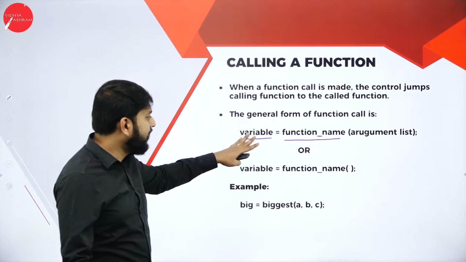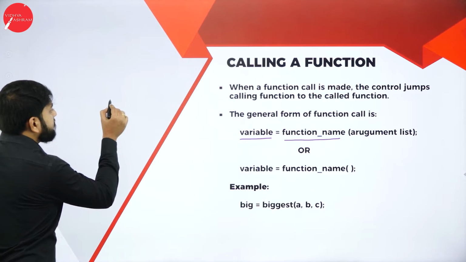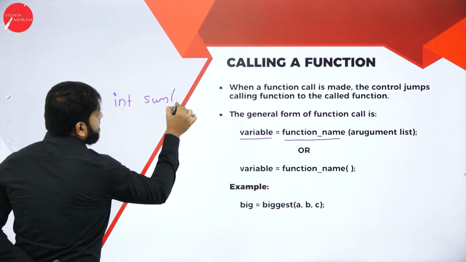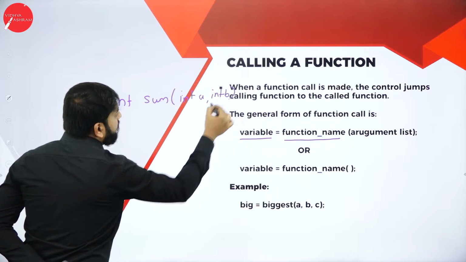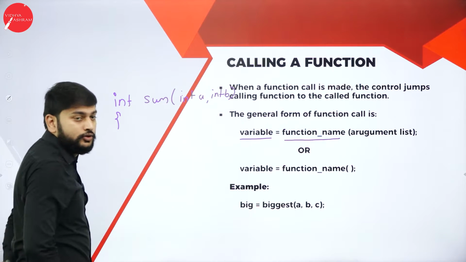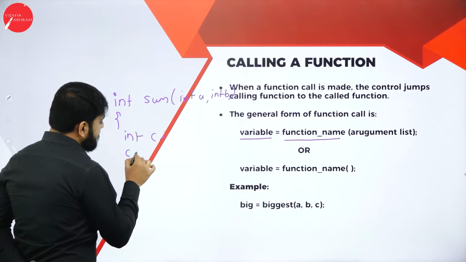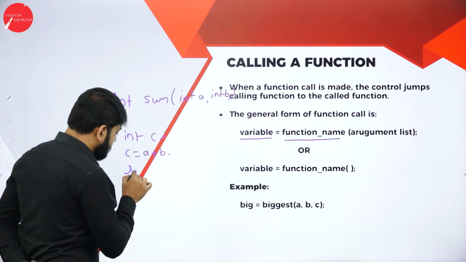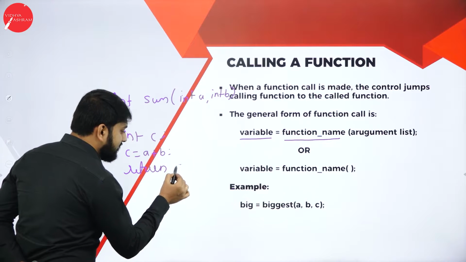Sir, why are you mentioning a variable here? Say for example, I have a function something like this. int sum, int a comma int b, let's take. For example, imagine I have int c. c is equal to a plus b. For the result, I have to use the word return, return result, that is c.